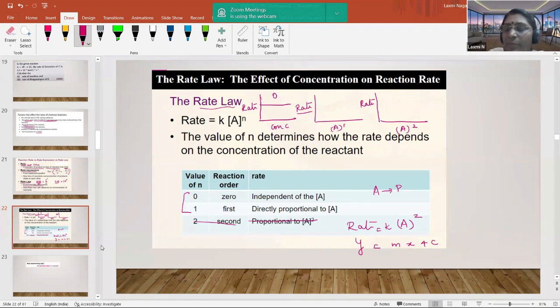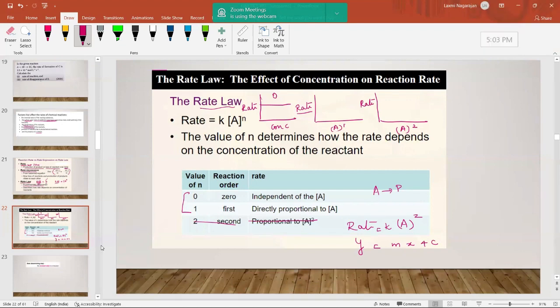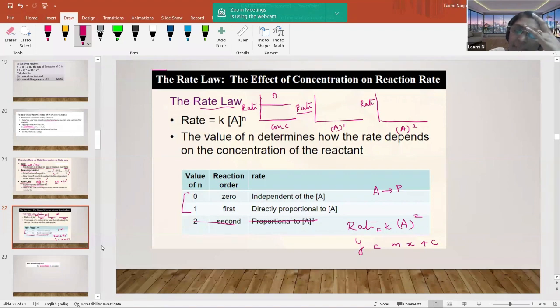Whenever there is a graphical question, please try to do this. Try to put the equation into y is equal to mx plus c, because we are expecting straight lines. So what we have done is on the y-axis, we have plotted the rate. On the x-axis, A square, provided it is a second order reaction. So what is the value of the intercept? It is 0. So it should start from the origin, and it's a constant k. So it's going to look like this. Similarly, if it is a first order reaction, it's going to look like this.